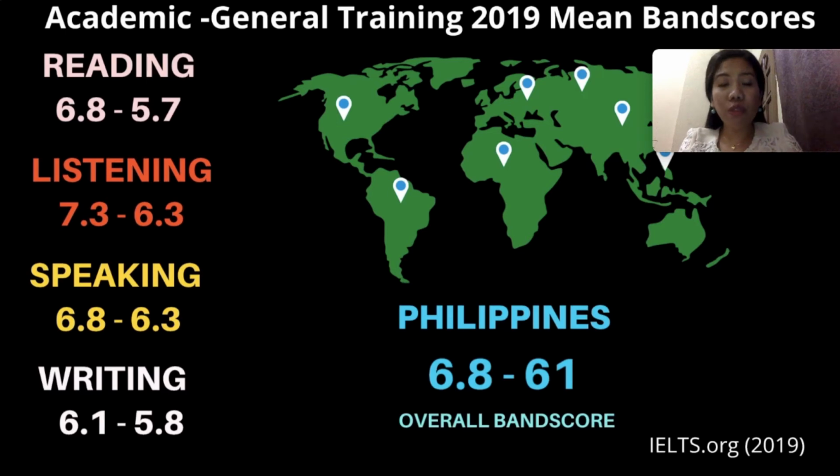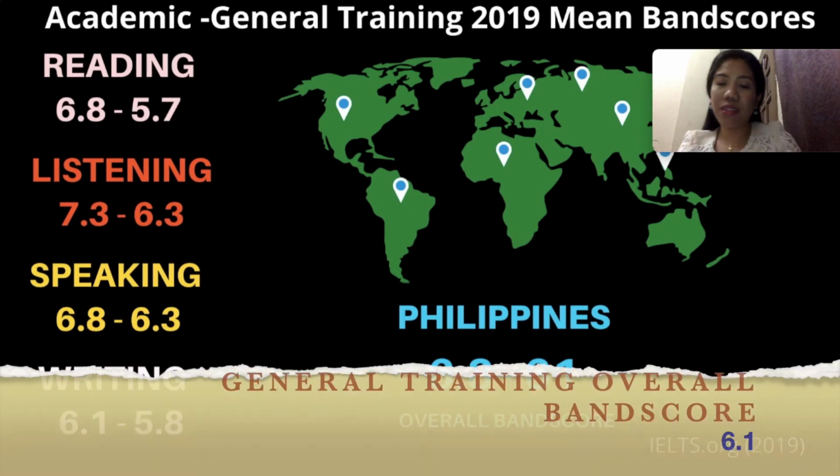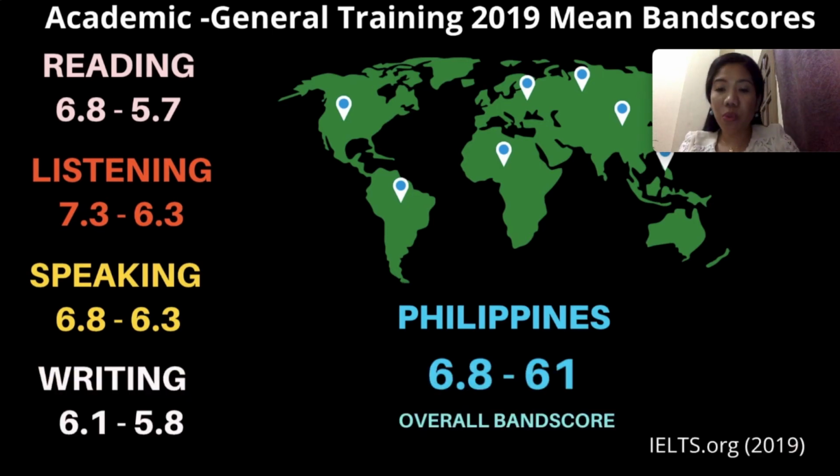Overall band scores for the Philippines, 6.8 for our academic, and for general training, that's 6.1, not 61. So that is our overall band score.